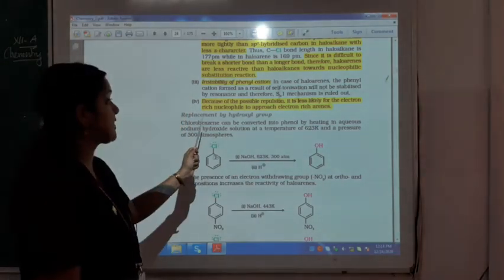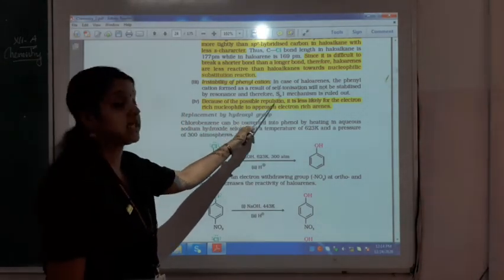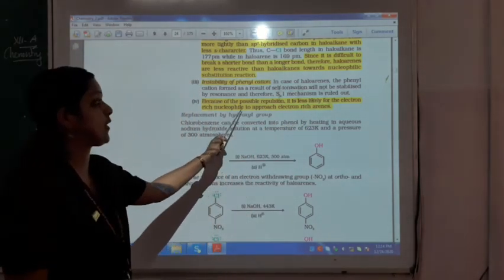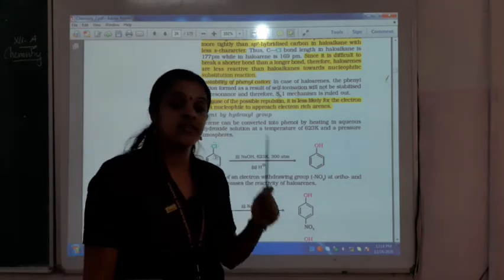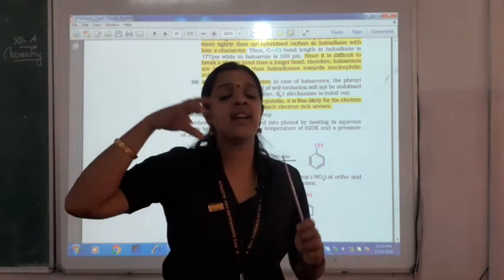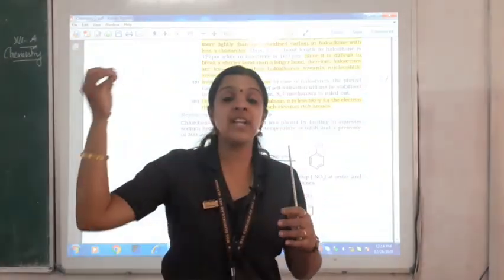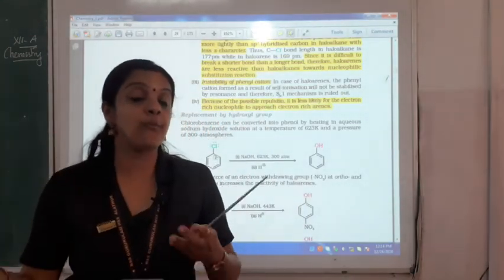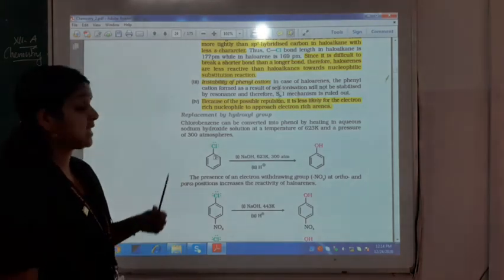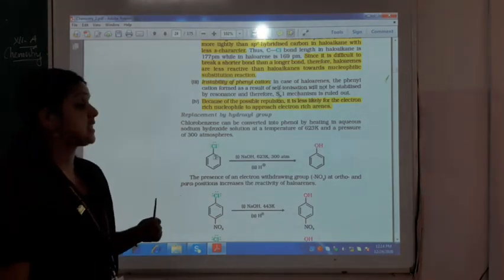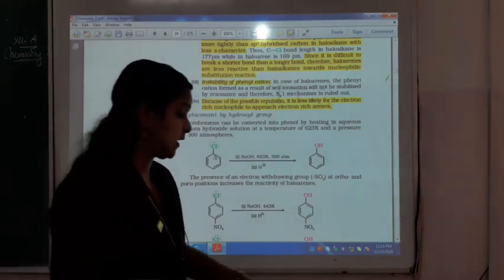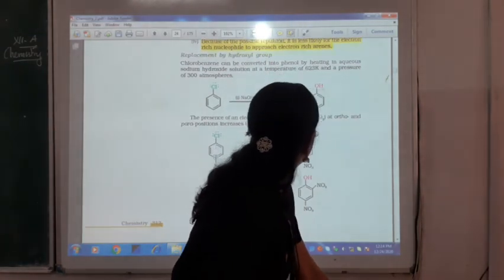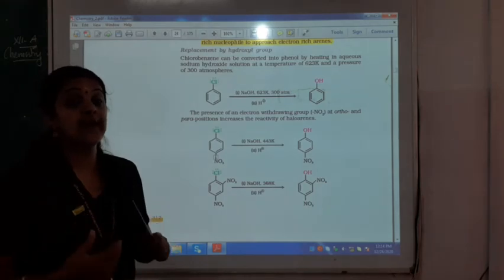And the last reason is the possible repulsion. It is less likely for the electron rich nucleophile to approach electron rich arenes because they are already rich in electrons. So when a nucleophile comes and attacks, there is a repulsion, so there is no bond formation. Now, with these reasons, let us see how arenes undergo reactions. The first one we will see is replacement of the hydroxyl group.